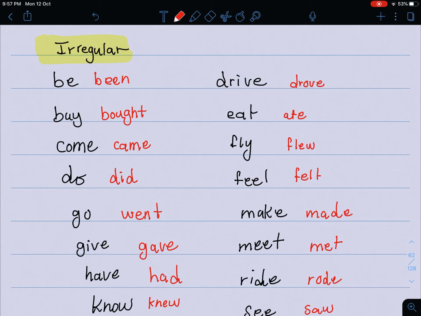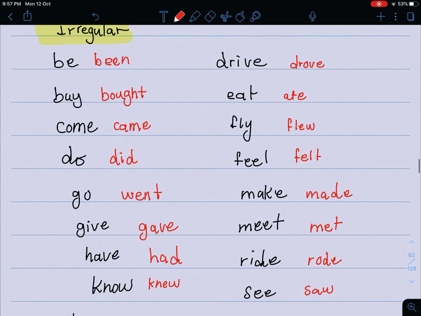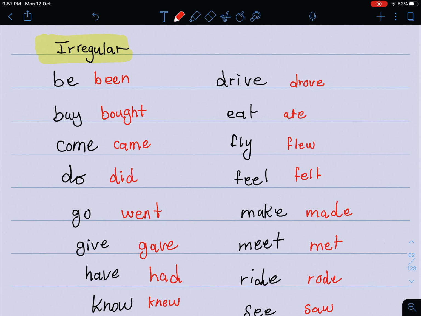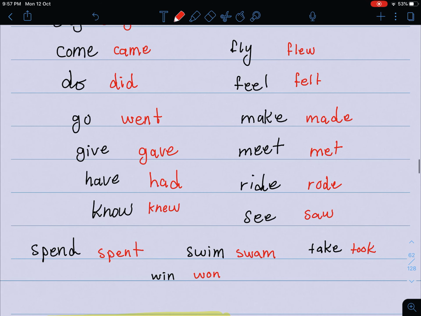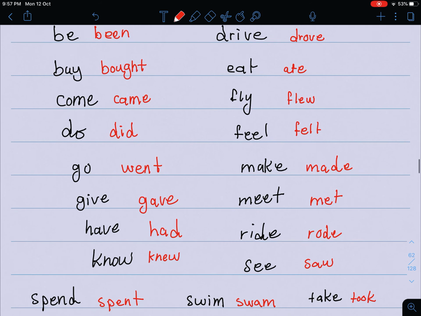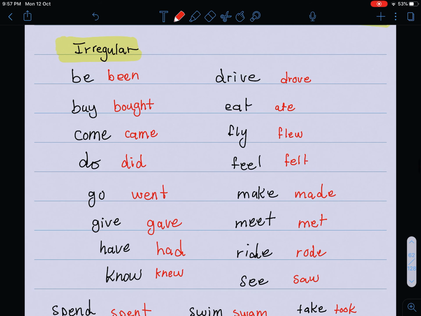Now let's go through them very quickly. be, been, buy, bought, come, came, do, did, go, went, give, gave, have, had, know, knew, drive, drove, eat, ate, fly, flew, feel, felt, make, made, meet, met, ride, rode, and see, saw. Also spend, spent, swim, swam, take, took, and win, won. So these are examples of irregular verbs.